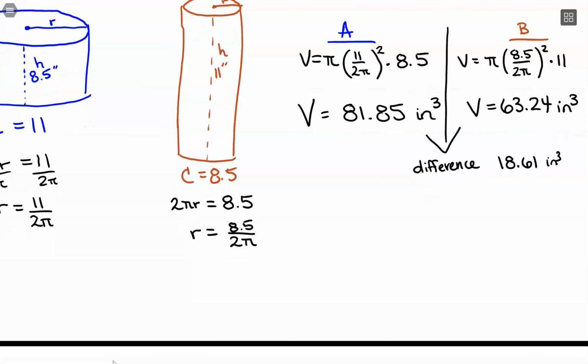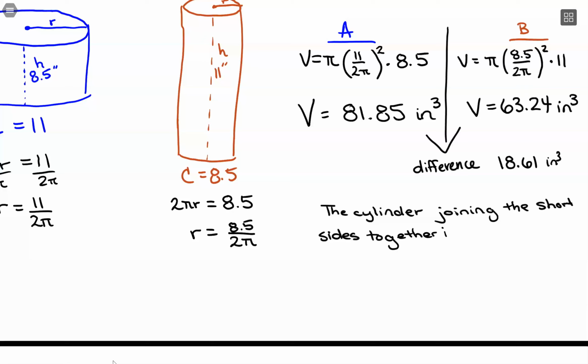So to put that together in a sentence, the cylinder joining the short sides together is larger, or let's mimic their wording, would hold more. Together would hold more.